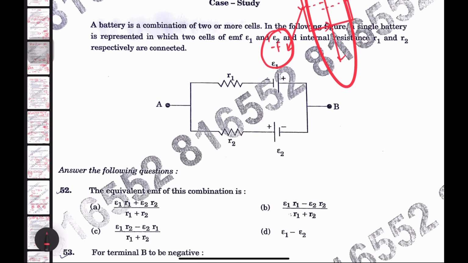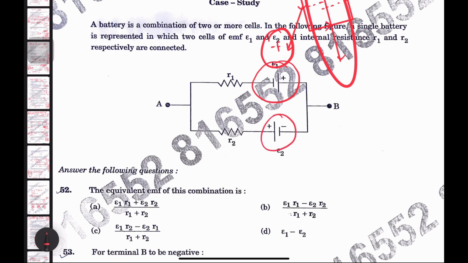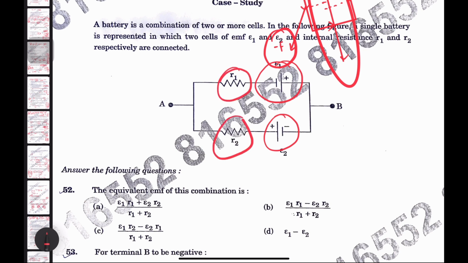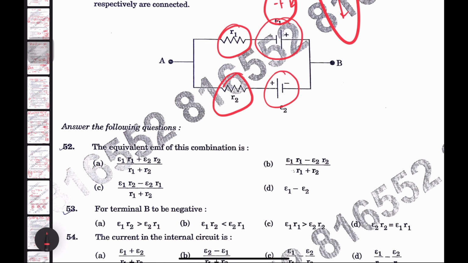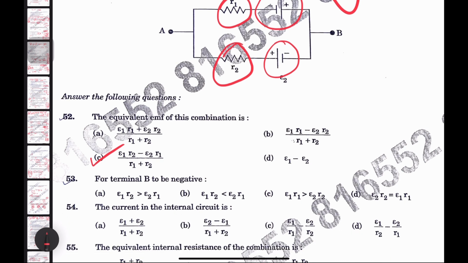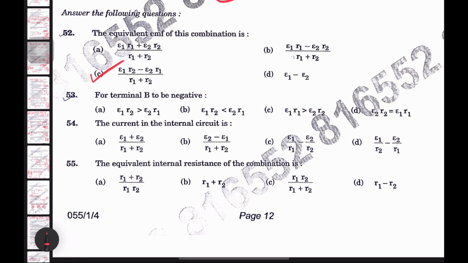Now when it comes to the case study, it was quite simple. We had two batteries of EMF E1 and EMF E2. These are connected in the opposite sense, and the internal resistances are R1 and R2. In the first question, we had to find the equivalent EMF. Because these are connected oppositely, the resultant EMF is (E1 R2 minus E2 R1) divided by (R1 plus R2). So this was the value of the equivalent EMF of the combination.